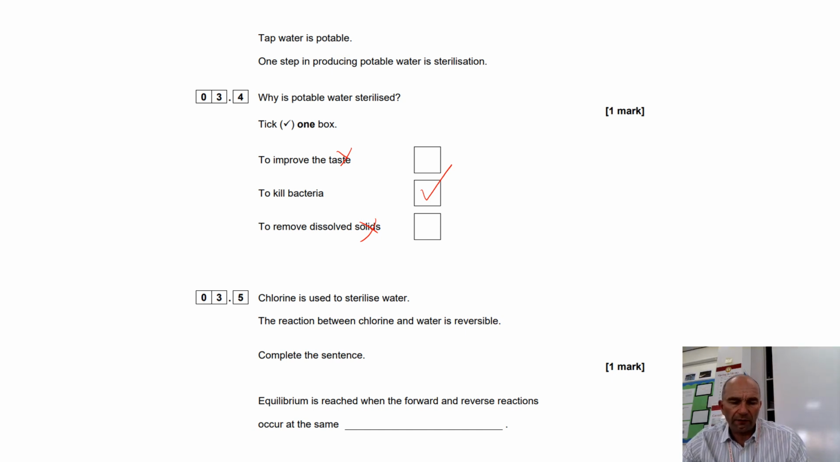Then 3.5, chlorine is used to sterilise water. The reaction between chlorine and water is reversible. Complete the sentence. So equilibrium is reached when the forward and reverse reactions occur at the same, well, you could say at the same time, but that's not going to get you the mark. You need to be talking about the same rate, the rate at which our reaction is happening.